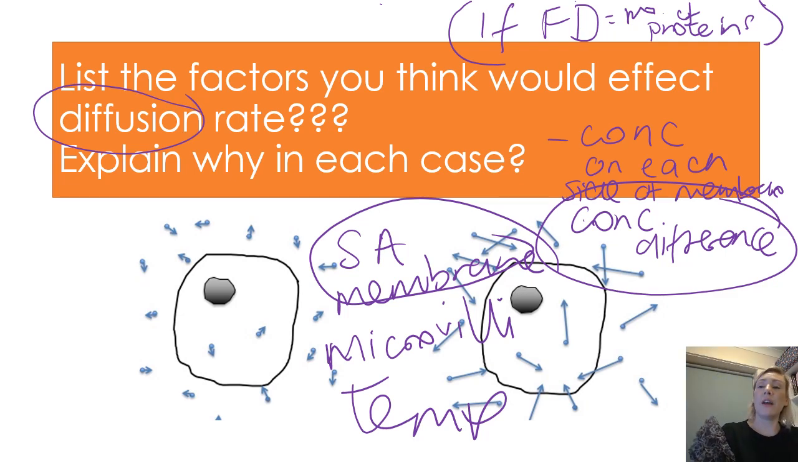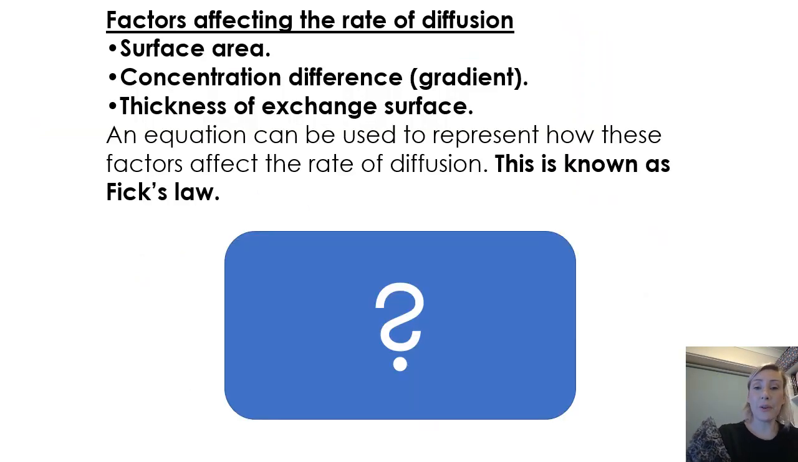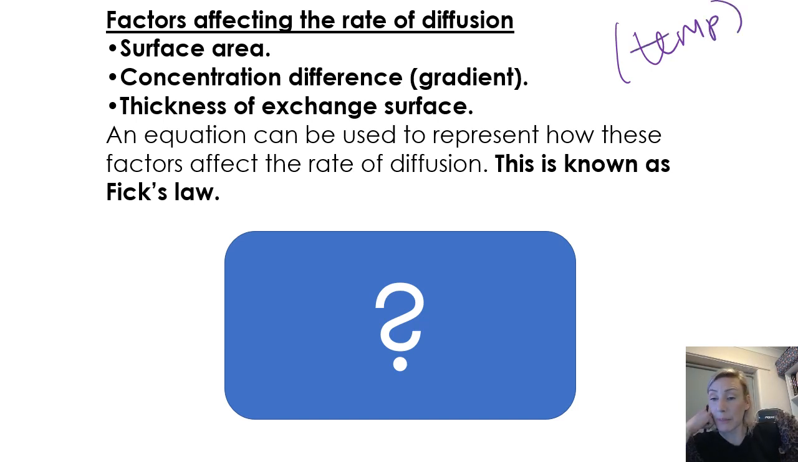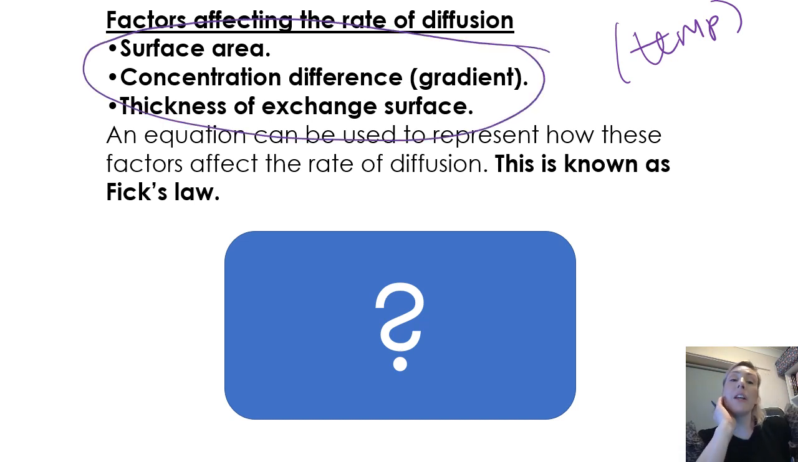So we'll just finish on that for now. Things that I've covered: surface area, concentration difference, and also the thickness of the exchange surface. I did say temperature was another factor that would affect the rate of diffusion, which is common in practical experiments. But I thought we could have a go, just to finish up, with arranging these three factors together into an equation, which is called Fick's law.